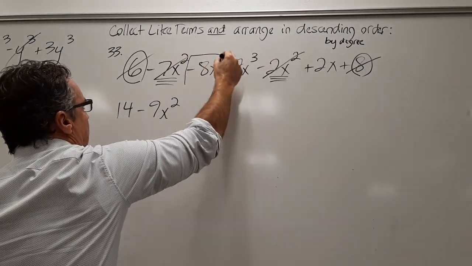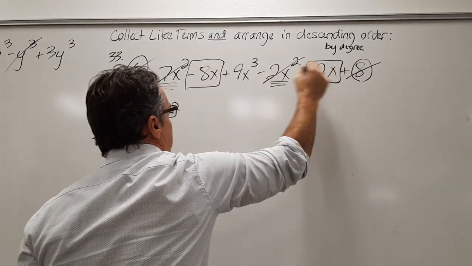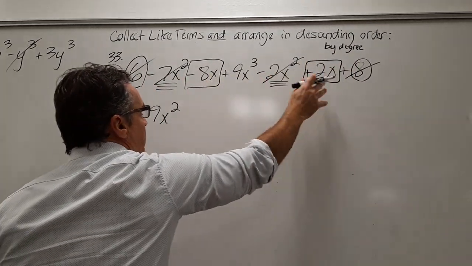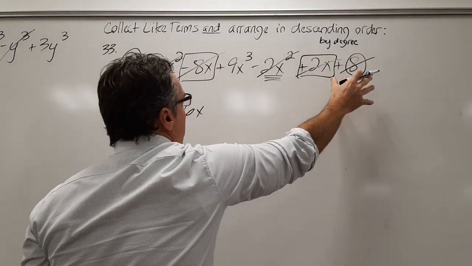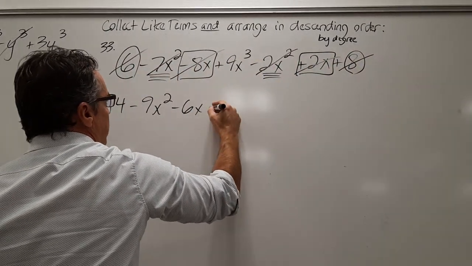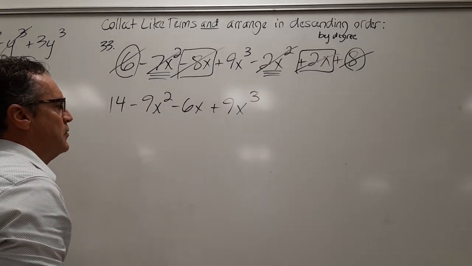We got -8x, that's not an x, it's an x to the third, but this is an x, positive 2x, sign before the terms go with it. -8, positive 2 make -6x. These can be canceled out. And now we look at everything that's crossed out. This one's just dropping down into the answer, okay? Because there's no other x to the thirds.